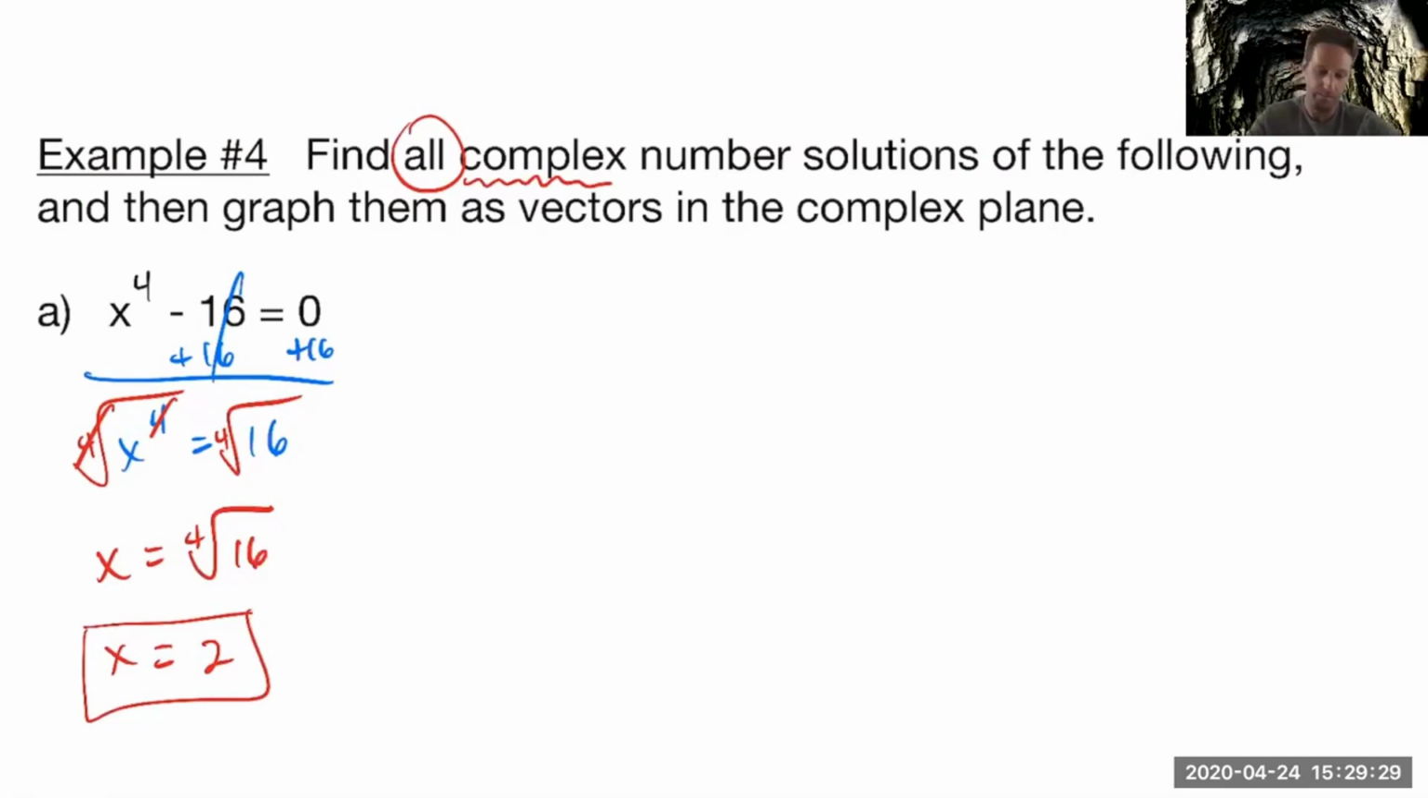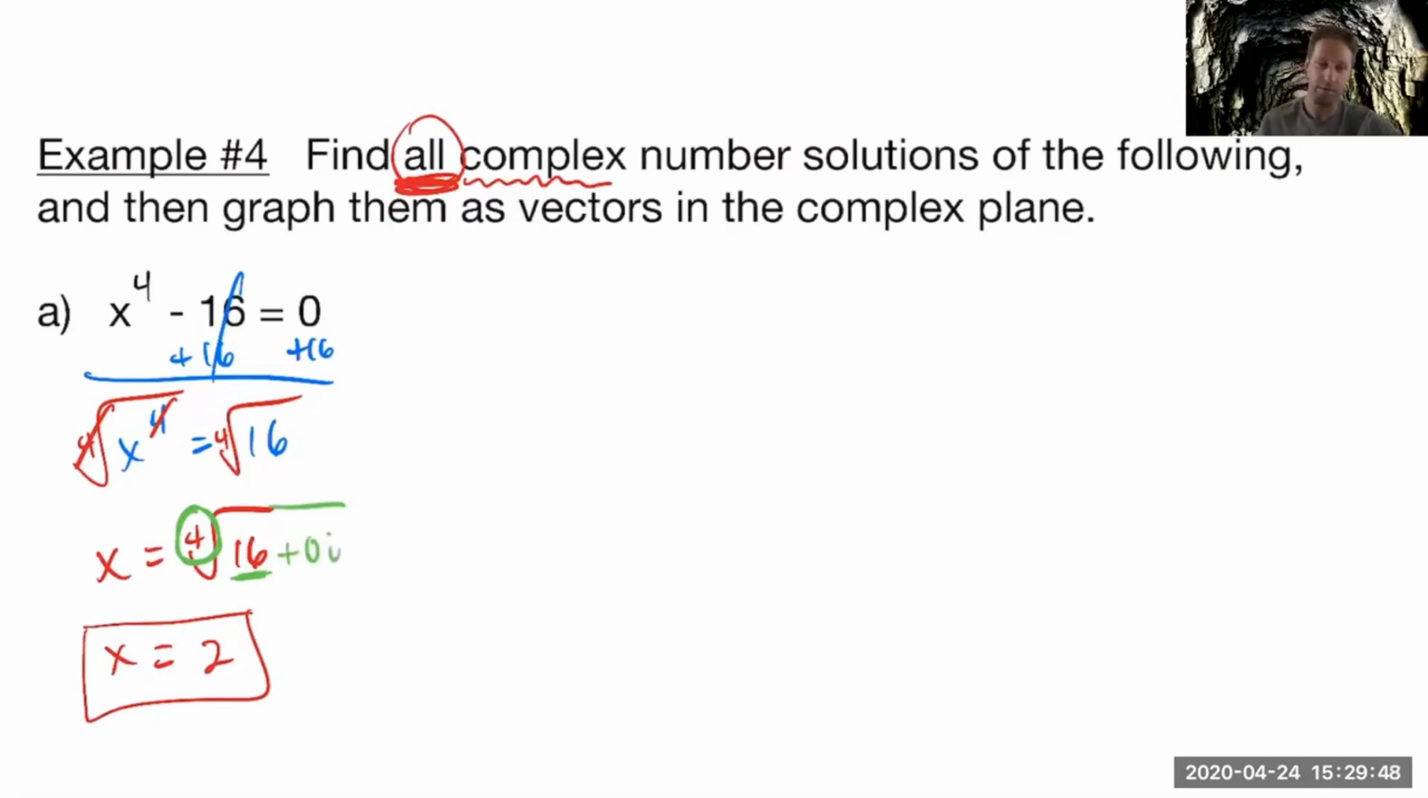We've got to give them all the complex numbers. And we're going to do that by doing what they asked us to do, and that's finding the fourth roots of this complex number. Now, if you don't see the complex part, there you go.